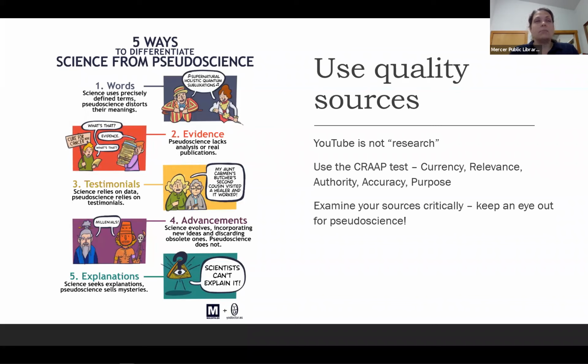Advancements: pseudoscience is not incorporating new ideas and discarding old ones. It tends to dig in. This is already the answer I know, and I'm going to keep talking about it forever. And then explanations. Science attempts to explain things. Pseudoscience just asks questions without answering them. How do we know? Do we really know? Have you ever heard, scientists can't explain it? Those are the kind of language that you're going to see in pseudoscience.